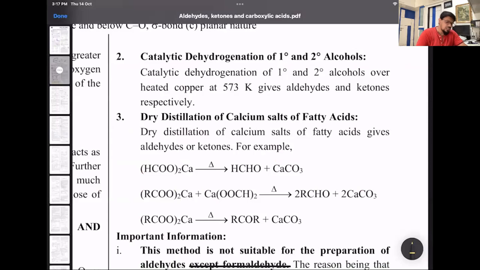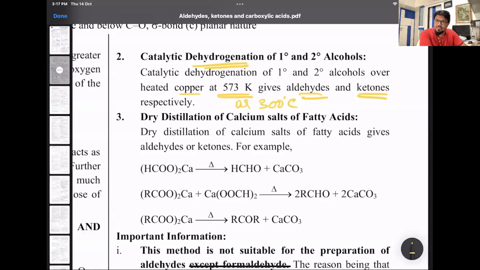catalytic dehydrogenation. This is one of the best methods to prepare aldehydes and ketones. It involves heating with copper at a temperature of 573 Kelvin or 300 degrees Celsius, where you get aldehydes and ketones. Primary alcohols on catalytic dehydrogenation, removal of hydrogen, will give aldehyde. Secondary alcohol, you will get ketone. And tertiary alcohols don't undergo dehydrogenation. Tertiary alcohols will undergo dehydration to give you alkene plus water.